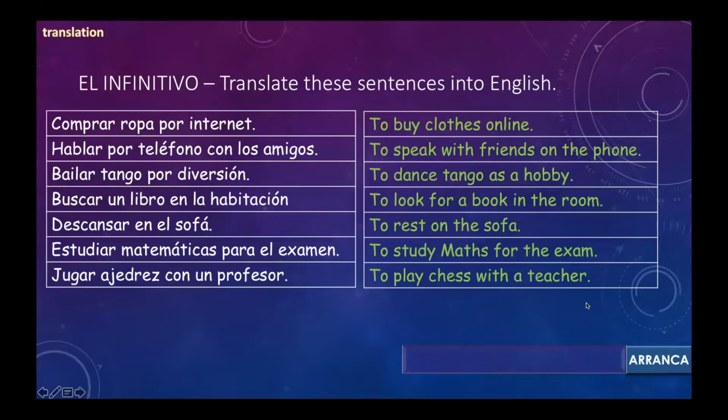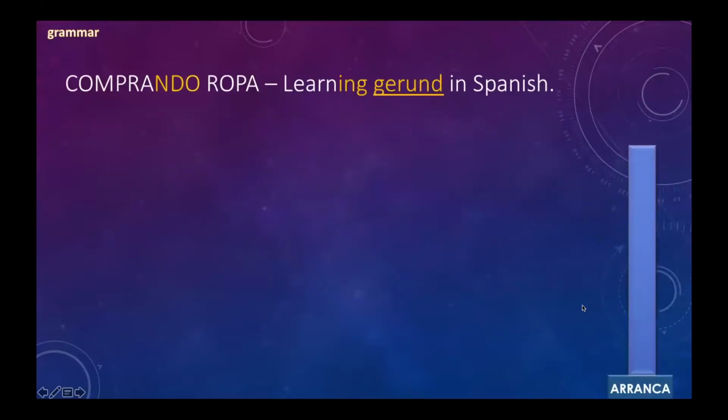Now then, we have these infinitive sentences. Let's see today's grammar. Let's look at this sentence. Comprando ropa. What we're going to do is learn the gerund in Spanish. Keep an eye on that orange highlighted section of the words, ando and ing. That is called the gerund in Spanish and in English. And it's a very specific type of construction or structure that we need in any language.